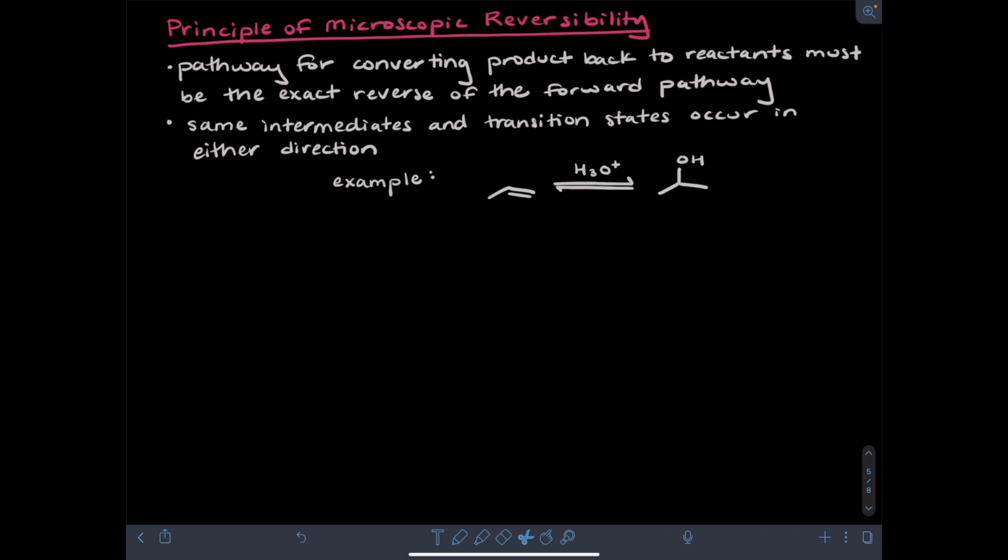As an example, let's consider conversion between an alkene and an alcohol. This reaction can proceed in either direction, depending on the concentration of acid used. In the forward reaction, we would start out with the alkene, and it would react with H3O+ in a proton transfer step.